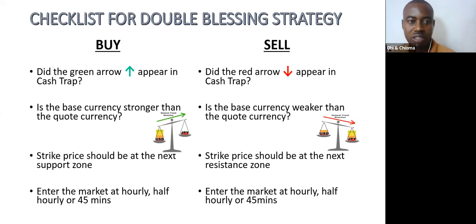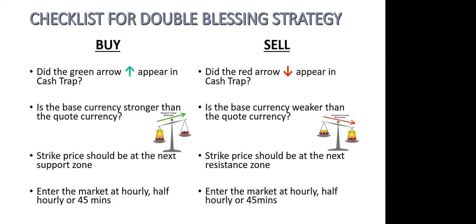How does it work? It gives you an arrow, whether you are buying or selling, but you don't just jump in on the arrow. Like I said earlier, this is like a cookbook. You must have all these things line up. You must have every single one of them line up.